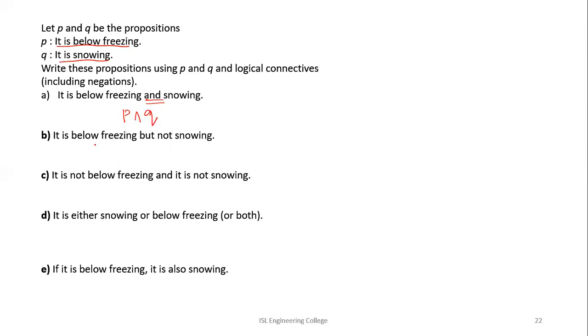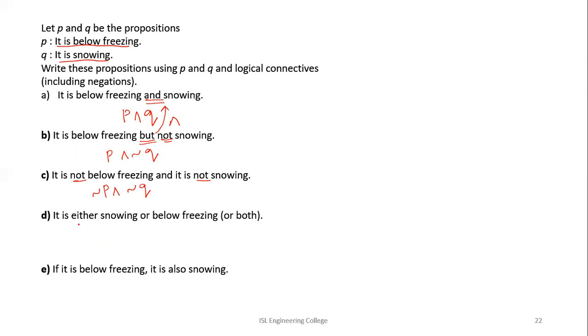Now, it is below freezing but not snowing. I did mention in the earlier class that but is a special case of and. So but and and are similar and they both denote and. And we also have a not here. So not is for the snowing, so this will become negation Q. So P and negation Q. Now, the next one is not below freezing, not snowing. So not below freezing is negation P and not snowing negation Q.